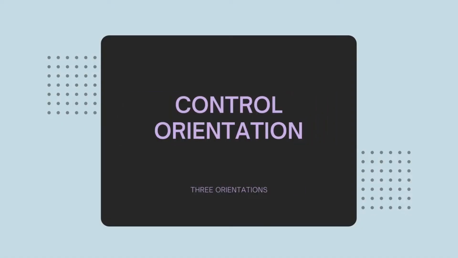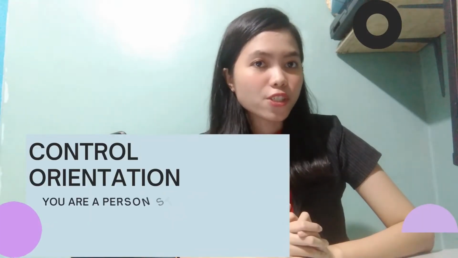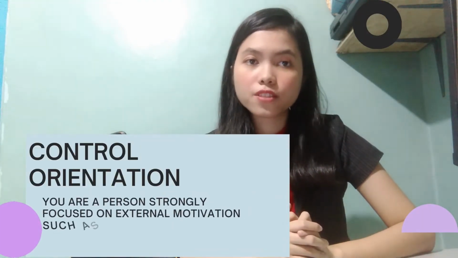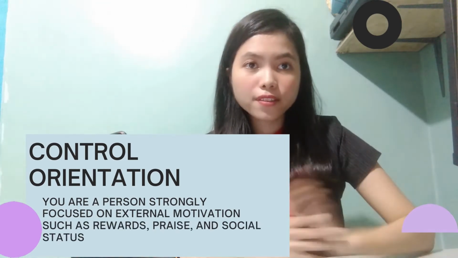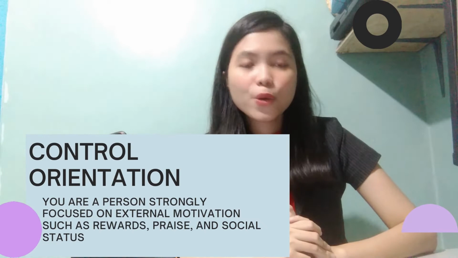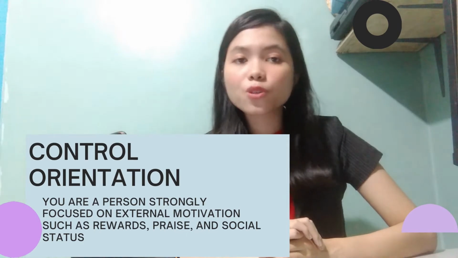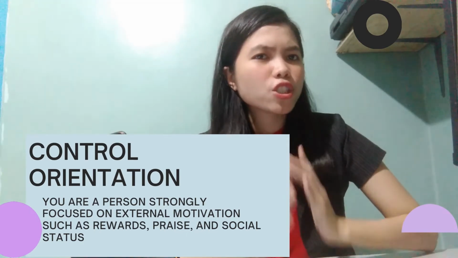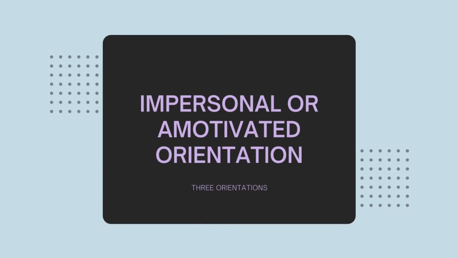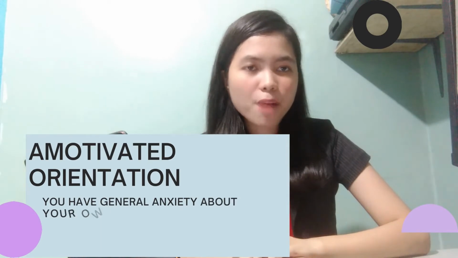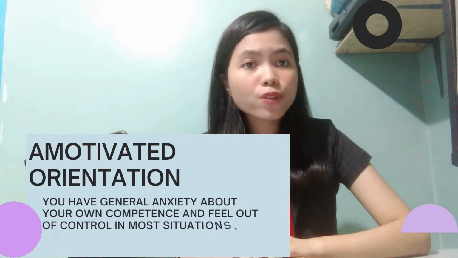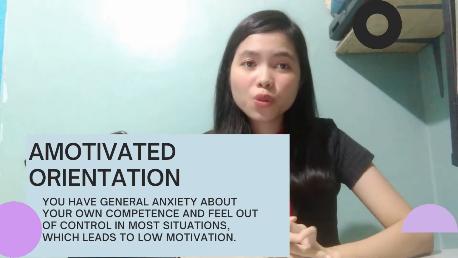Number 2 is the control orientation. In this orientation, you are a person strongly focused on external motivations such as rewards, praise, and social status. You react strongly to tasks that you feel competent to complete and will give you relatedness or social connections, but you don't have much need for autonomy. Lastly is the impersonal or unmotivated orientation. You have general anxiety about your own competence and feel out of control in most situations, which leads to low motivation.